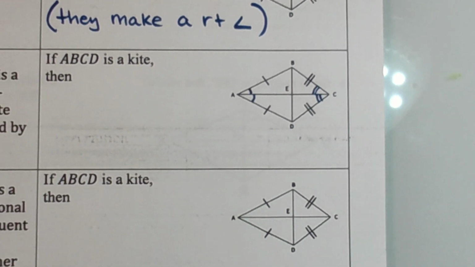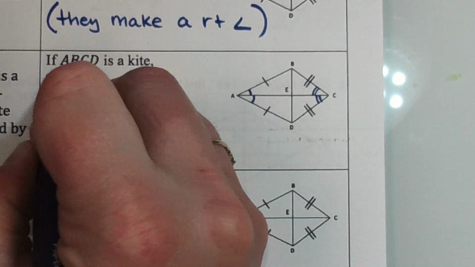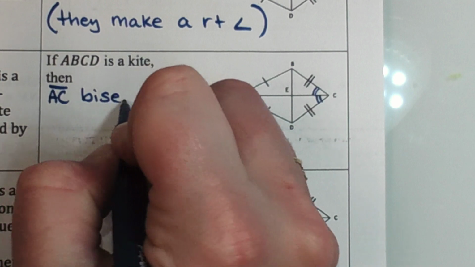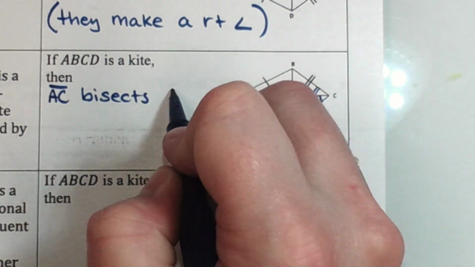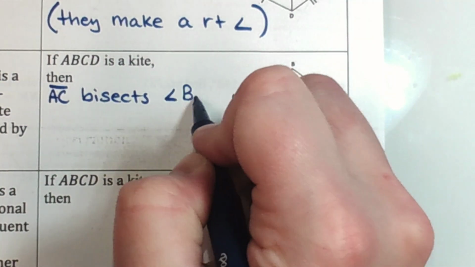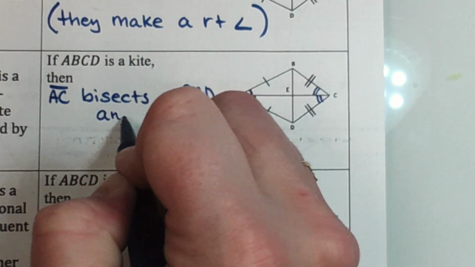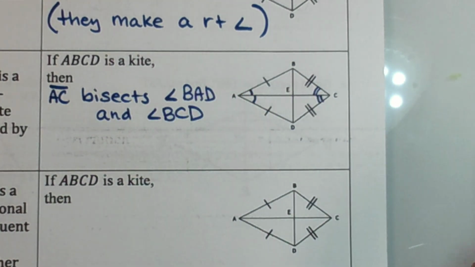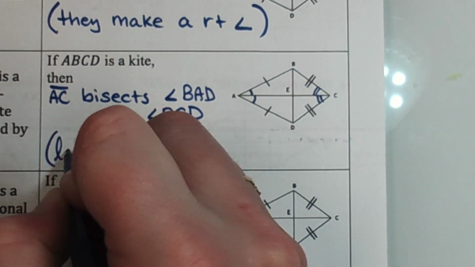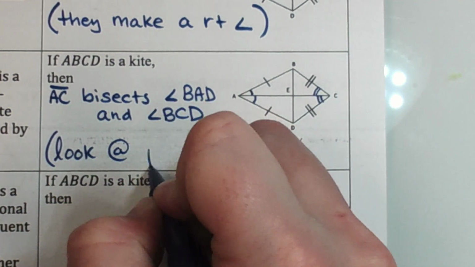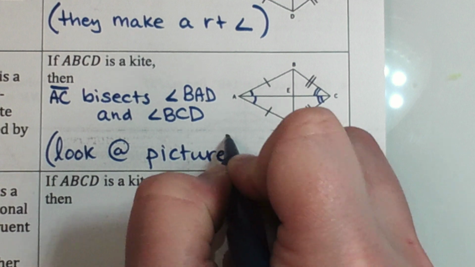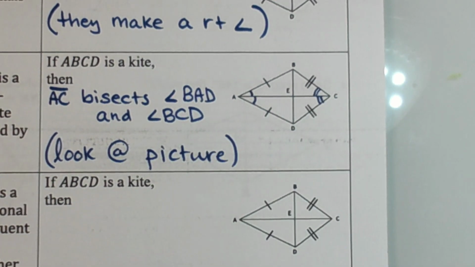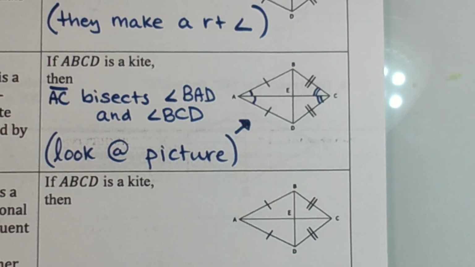So the theorem itself technically says AC bisects angle BAD and angle BCD. But this is going to be one of the ones that I'm going to tell you to look at that picture to see what the congruencies are.